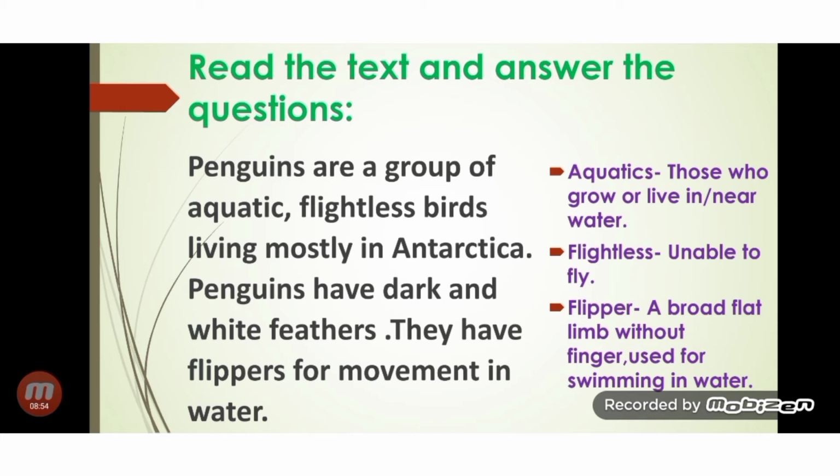Students, now we will learn the unseen passage. So what is the unseen passage? What about the passage? The passage is about penguin. So students, have you seen penguin? And do you know penguins mostly live in where?